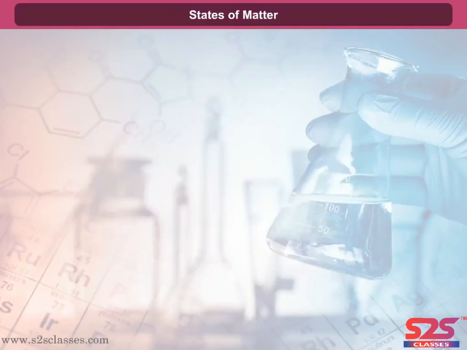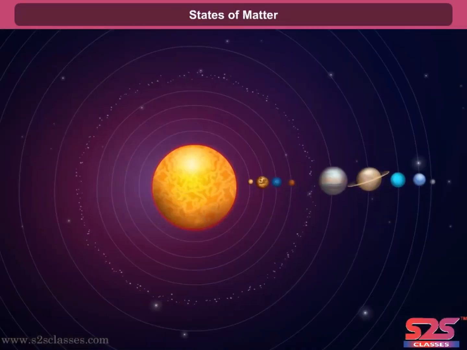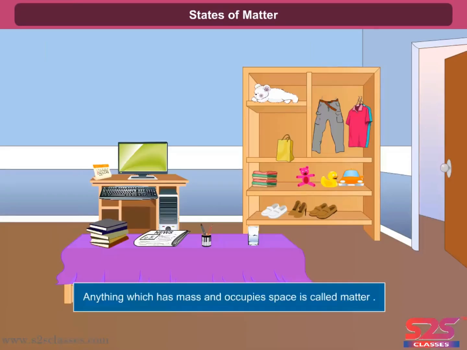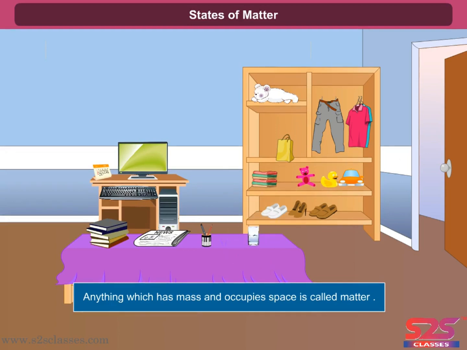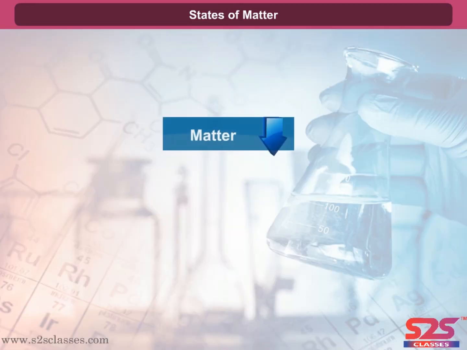States of matter. Matter is the material part of the universe. Anything which has mass and occupies space is called matter. Everything around us, for example, book, pen, chair, table, computer, water, is composed of matter. The matter can be classified in 2 different ways.